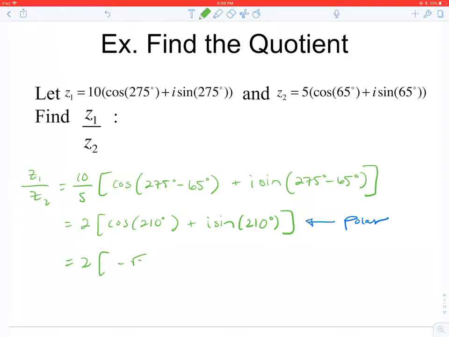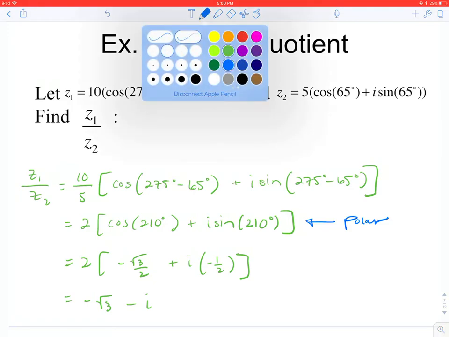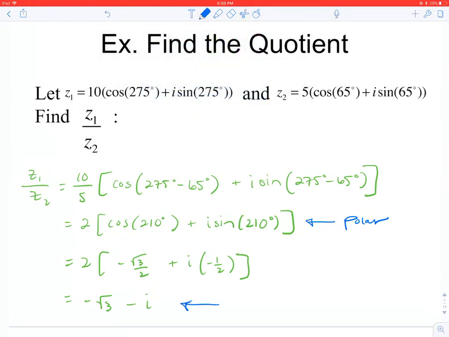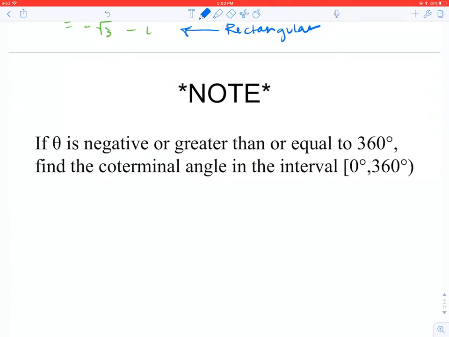And then for rectangular form, we can just simplify. Cosine of 210 degrees will be negative root 3 over 2. And sine of 210 degrees is negative 1/2. So it'll be negative root 3 minus i when we distribute the 2. Okay, so that's the quotient in rectangular form.